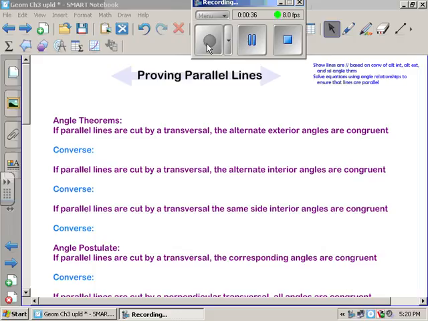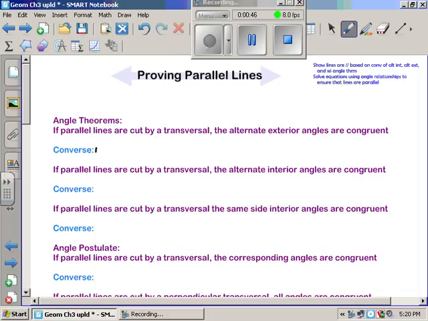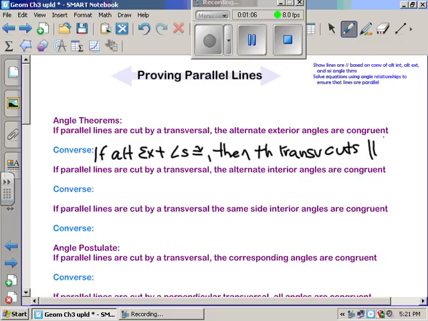So, for instance, if I take the alternate exterior angles theorem, if parallel lines are cut by a transversal, then the alternate exterior angles are congruent. I can also say if alternate exterior angles are congruent, then the transversal cuts parallel lines, okay? Or the second one, if parallel lines are cut by a transversal, the alternate interior angles are congruent. I can say if alternate interior angles are congruent, then the transversal cuts parallel lines.